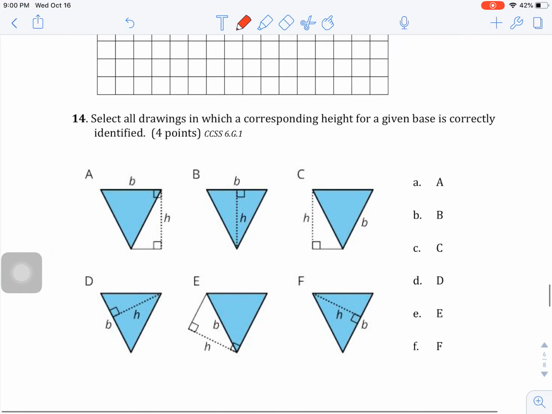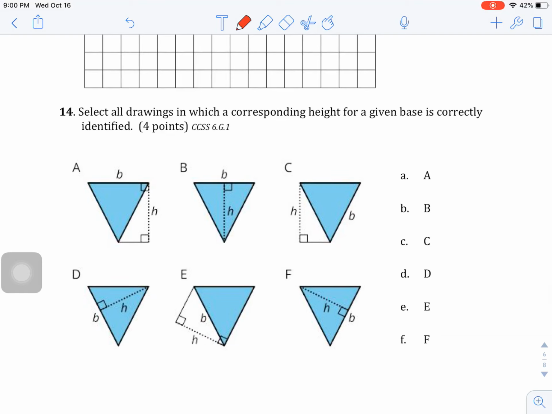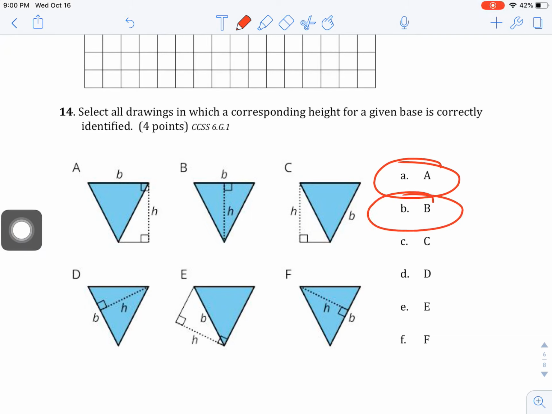All right, so for 14, you had to select all drawings with a corresponding height for the given base and make sure they're correct. So again, you're looking for that 90-degree angle with the base. Okay, so you can see that A has the 90-degree angle with the base, definitely works. B has the 90-degree angle for the height, definitely works. C might help to turn a page. If this is your base, I know they show a 90-degree angle, but the height should really go up at a 90-degree angle, so C doesn't work.